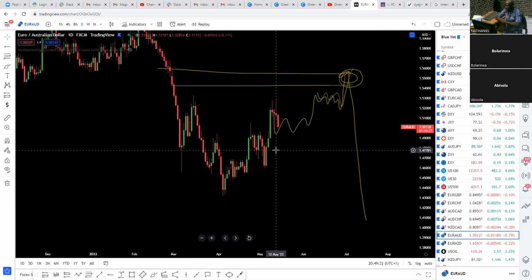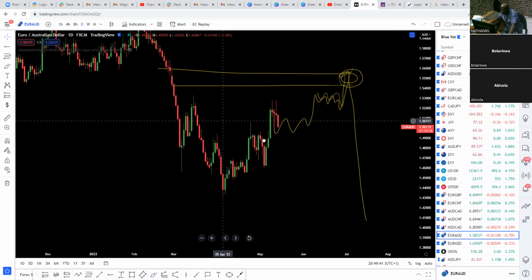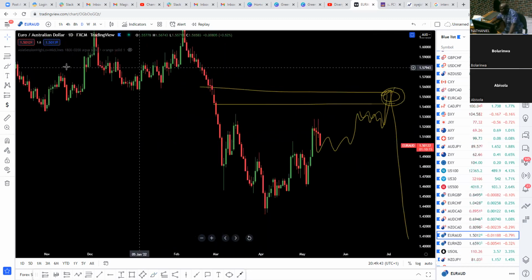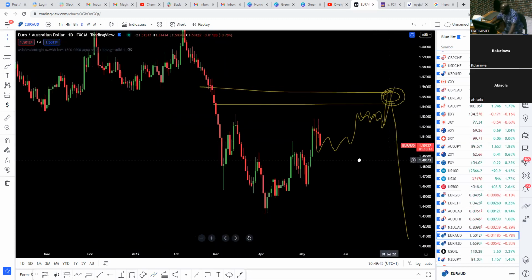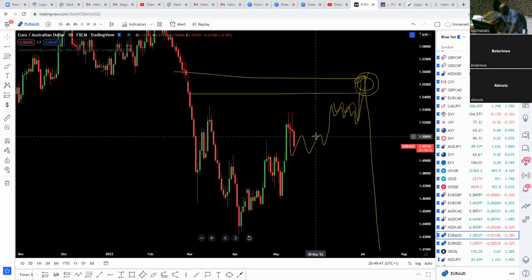Can you see that we are already forecasting Euro GBP to still pull up before we sell? The same forecast we are doing for Euro AUD for sale. Do you get now?